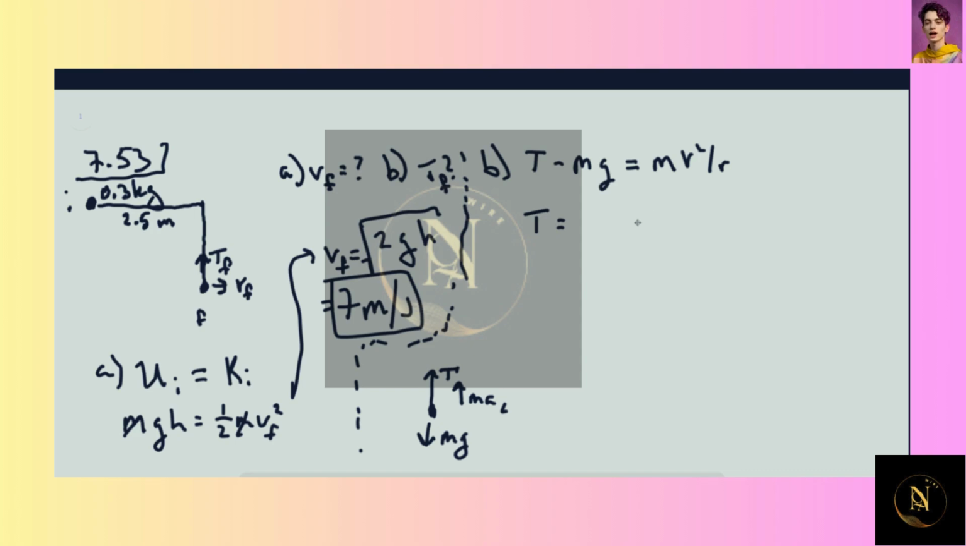So the tension has to be equal to the sum of the weight and the centripetal force that it's providing. And this will be 8.82 newtons.